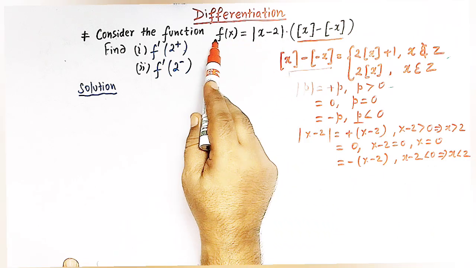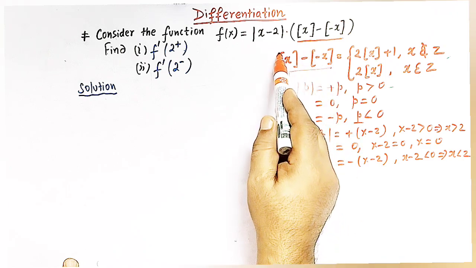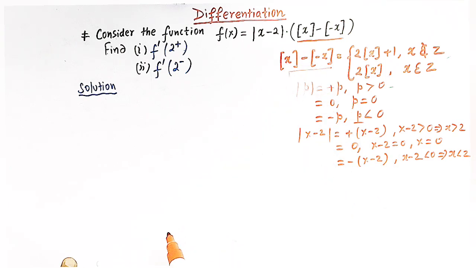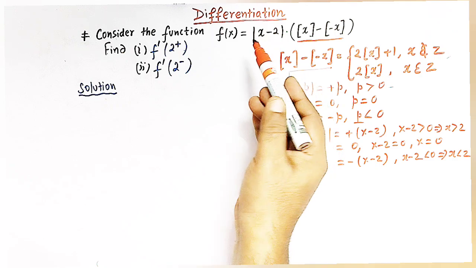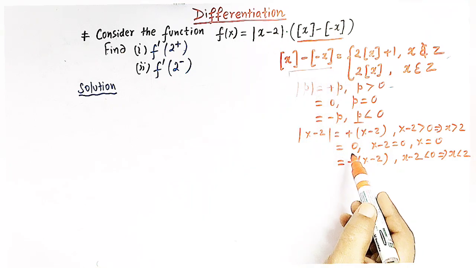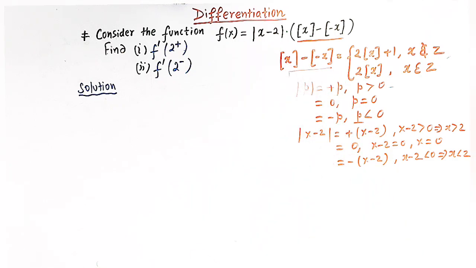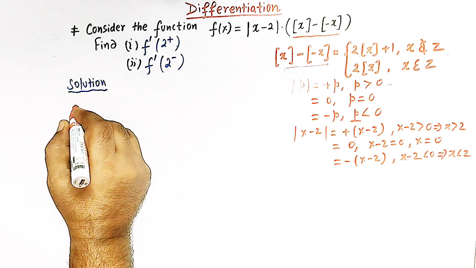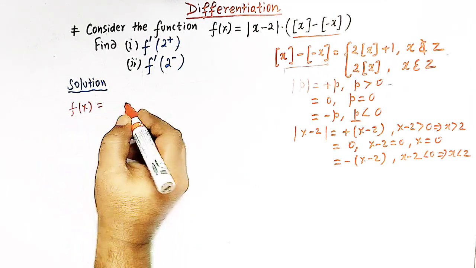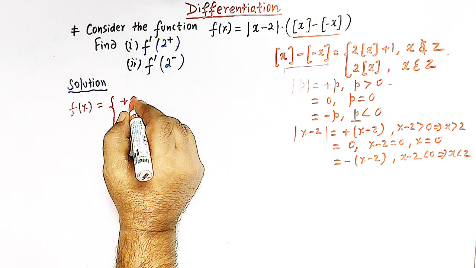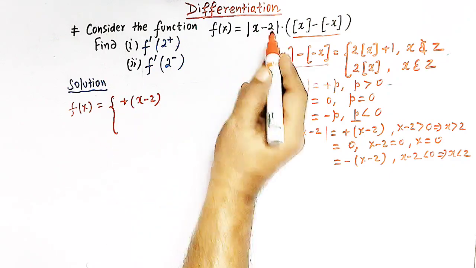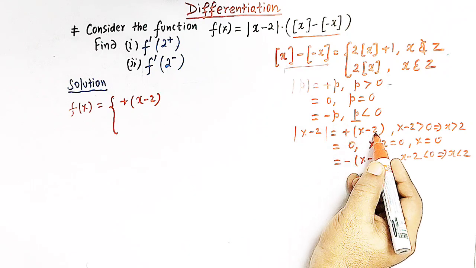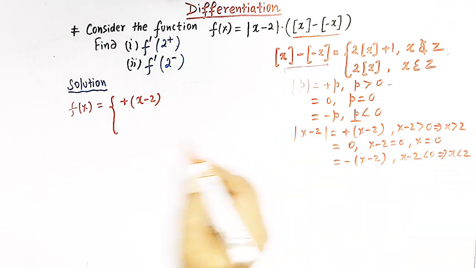To solve these kinds of problems we must know the definitions of the functions involved, right? So now let us rewrite or redefine this function by using these two definitions. Now we can write f of x is equal to positive x minus 2, where mod of x minus 2 is taken as positive x minus 2 whenever x is greater than 2.